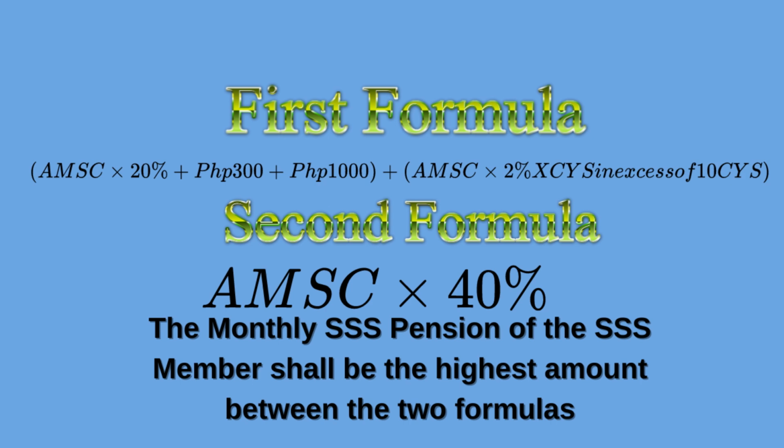The second part of the first formula shows 2% of the average monthly salary credit or AMSC multiplied by the credited years of service or CYS in excess of 10 credited years of service or CYS. If the employee or SSS self-employed or voluntary payer only has a total of 10 credited years of service, the second part shall be equivalent to 0 or null. The second formula is simply 40% of one's average monthly salary credit or AMSC. The regular monthly SSS pension of the SSS member shall be the highest amount between the two formulas.